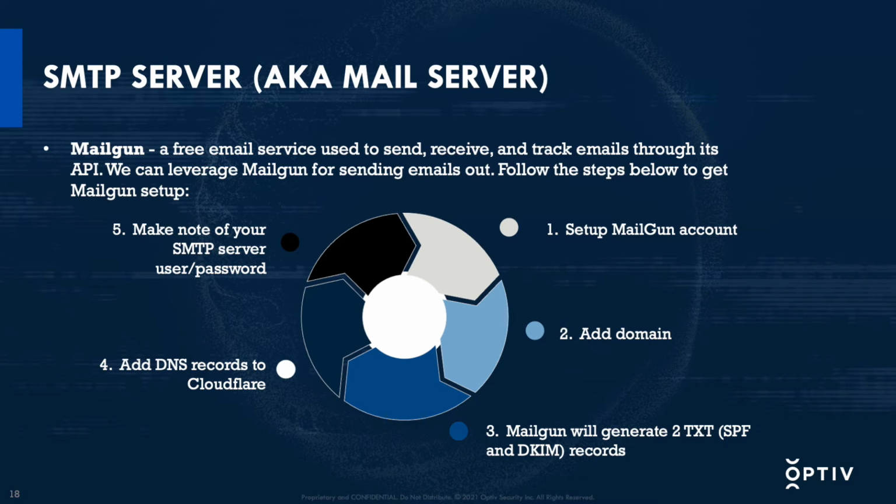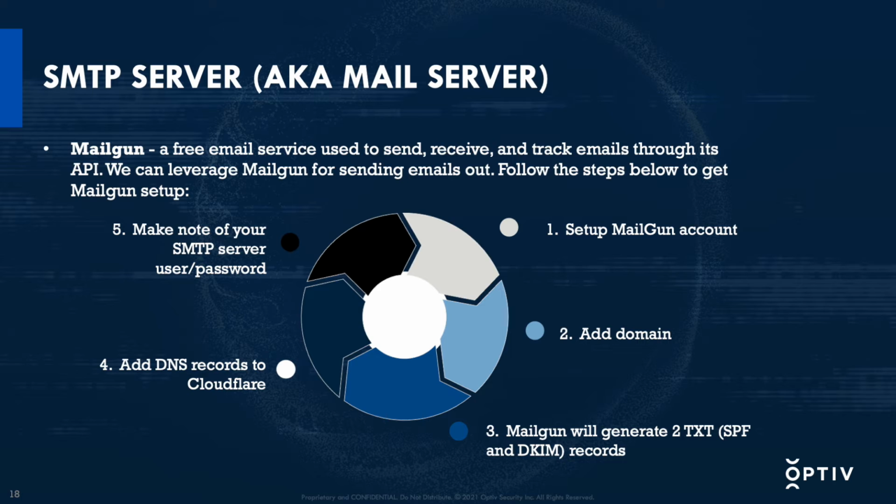For the steps of setting it up, first you set up the account, which is free. Then you add your domain into the Mailgun account. Mailgun is going to generate two TXT records, one the SPF and one the DKIM record. These validate the domain that is allowed to be sending these emails to people. And you need to add these DNS records to Cloudflare.